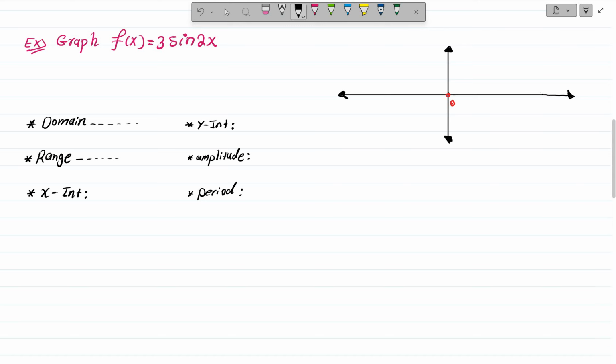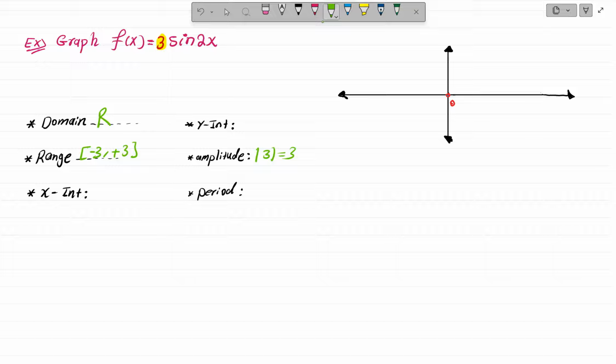Okay, let's start with the domain. We know that the domain for sine, this normal sine, is going to be all real numbers. Our range depends on this value in front of sine, so the range is going to be from -3 to +3, because the amplitude is the absolute value of 3, which is equal to 3.